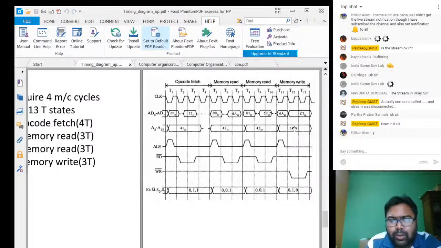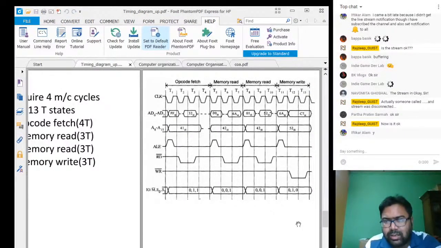So what is happening is we are writing the contents to a memory address. We want to write this particular value to the memory location 526A. So 526A is placed on the system bus. After this, the write signal is activated and this content is stored in that particular memory location.